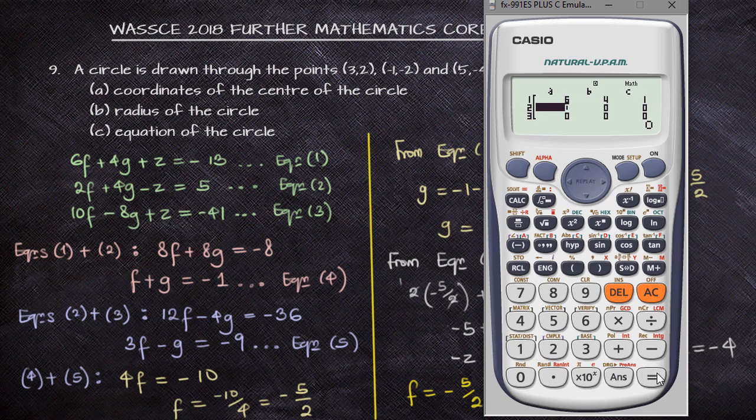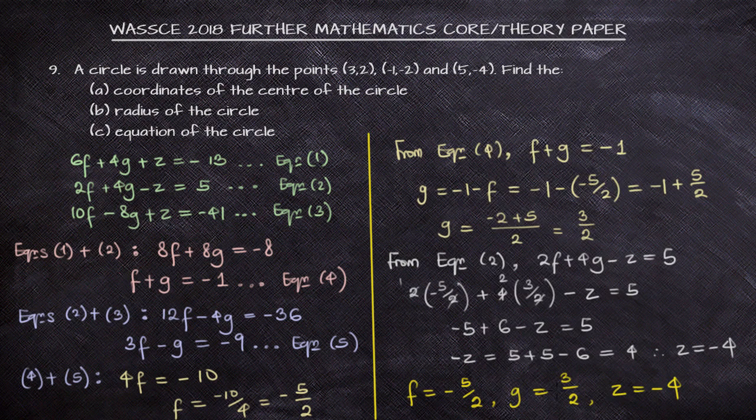Second equation, I have 2f, 4g, I have 4, then minus z, I have minus 1, and then is equal to 5. Then in the third equation, I have 10f, 10, I have minus 8g, minus 8, then z, that's just 1, then is equal to minus 41. Alright. Now if I press equal to, now my x, which is the variable the calculator is using, is minus 5 over 2, y is 3 over 2, and z is minus 4. So I'm actually good to go with the values I obtained.